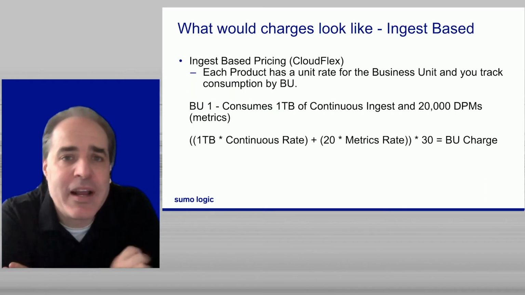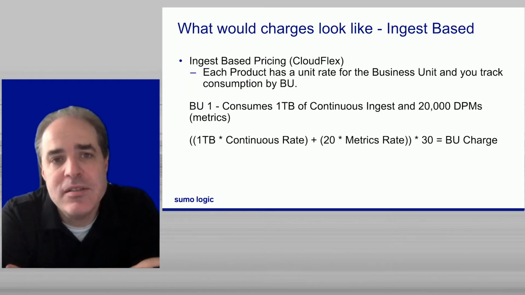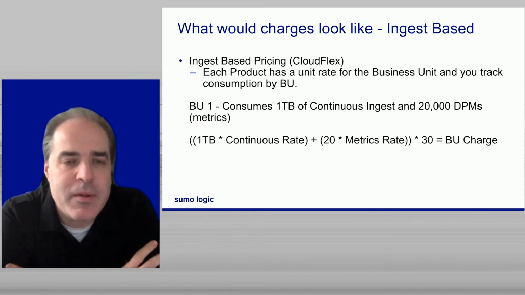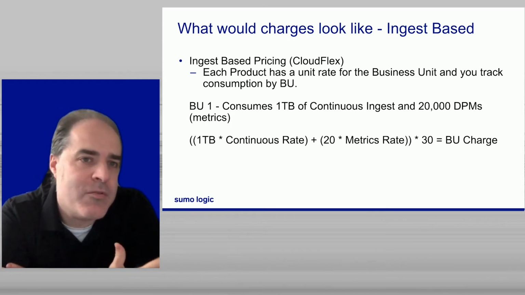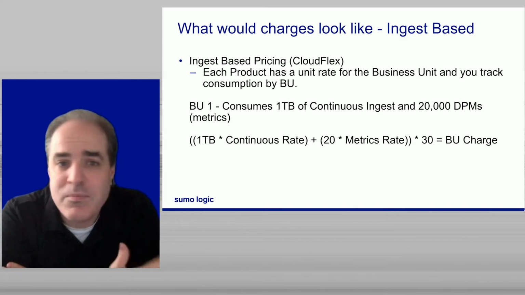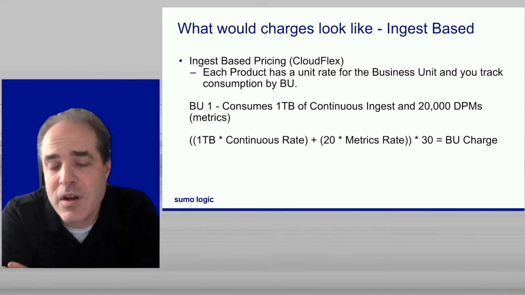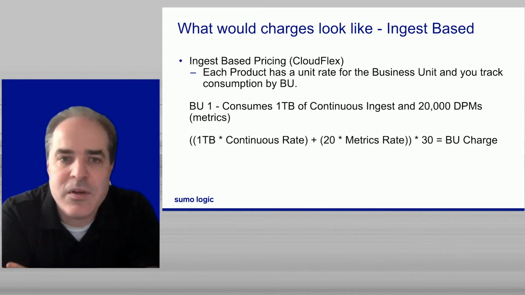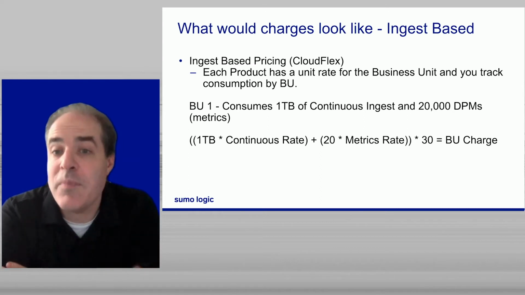So what would chargeback look like? And I'm going to use two methods for this in a consumption approach. Matt's going to show one of them and talk a little bit about the other. But first, we'll talk about Cloudflex. This is what most of you are probably familiar with, ingest-based, traditional. Each product has a unit rate for the business unit, and you track consumption by business unit. Your unit consumptions are going to be gigabytes consumed for storage, continuous, or any of the other tiers, or data points per minute in the case of metrics.